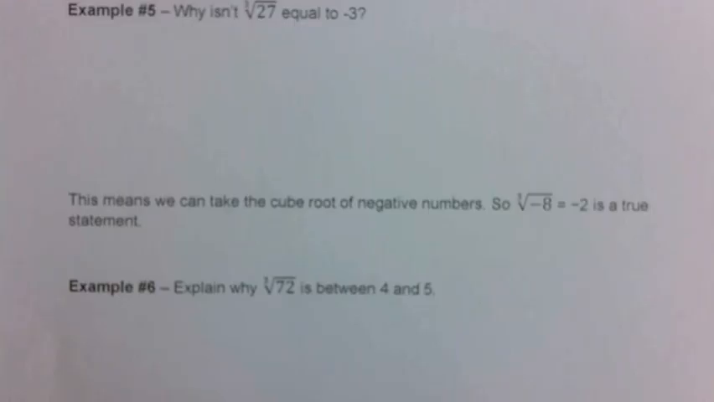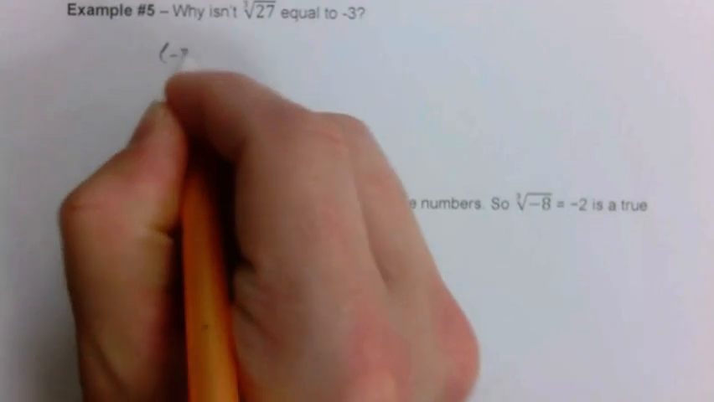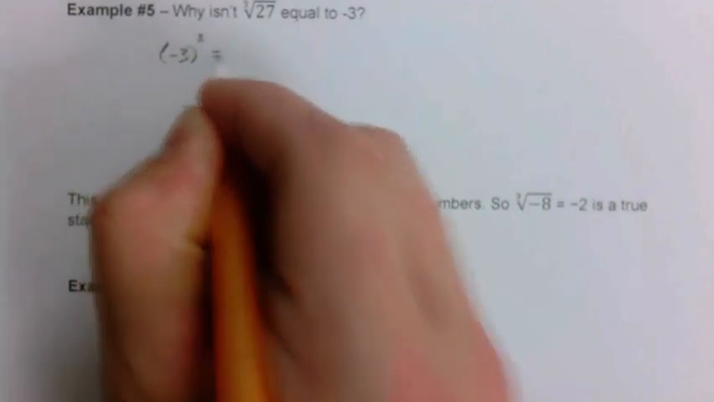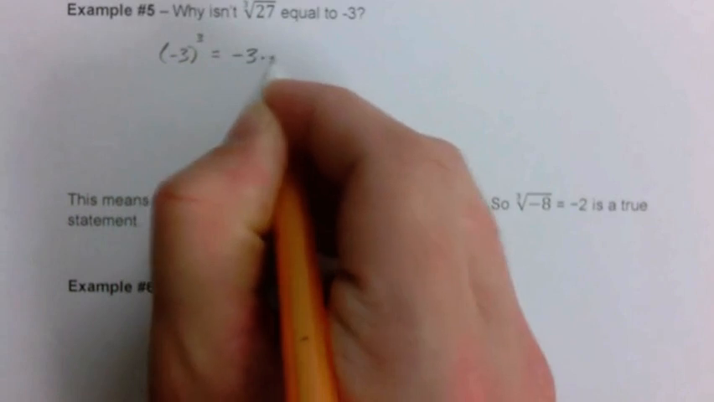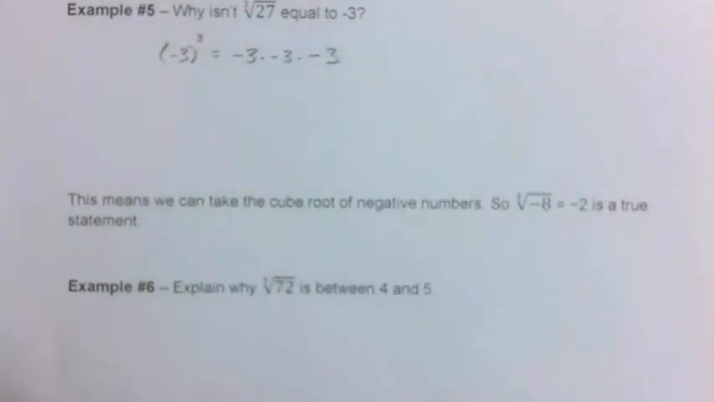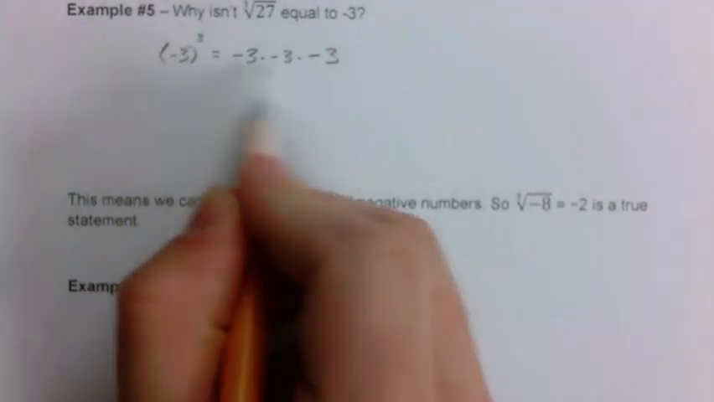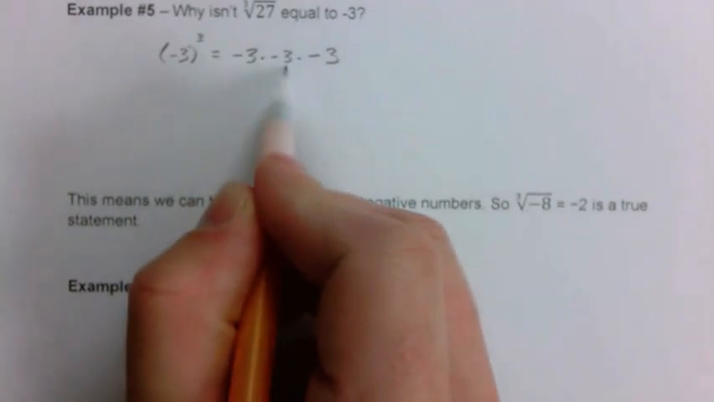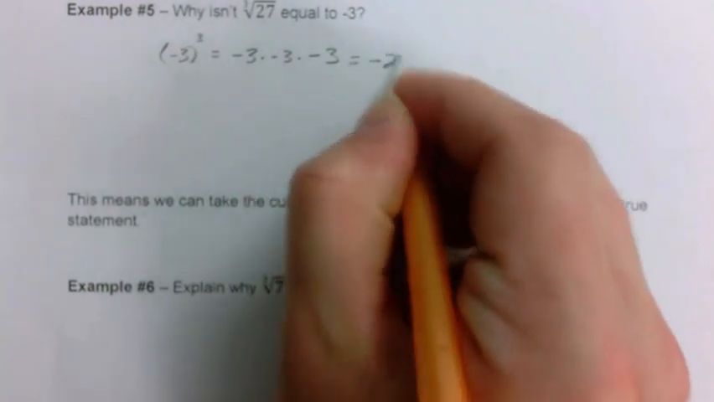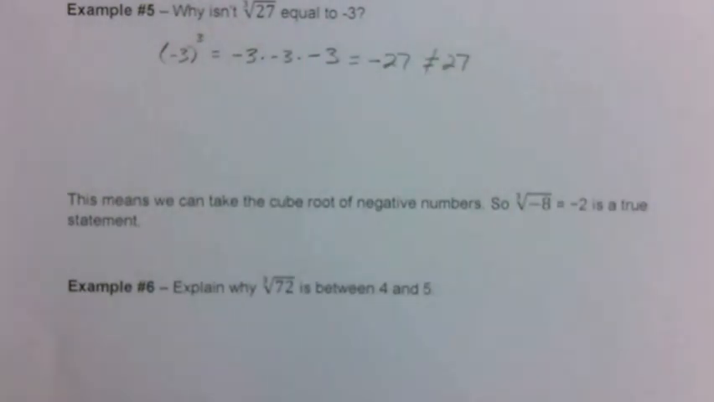Our next example asks, why isn't the cube root of 27 equal to -3? Remember, if we're going to cube a number, we're going to raise it to the third power. So -3 raised to the third power means -3 times -3 times -3. Well, -3 times -3 is 9, and then 9 times -3 is equal to -27, which is not equal to +27.